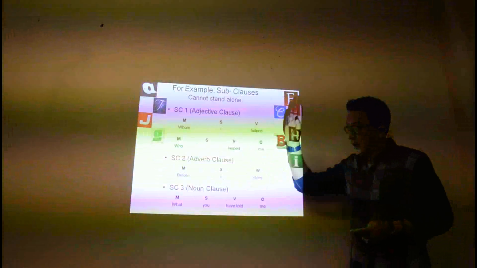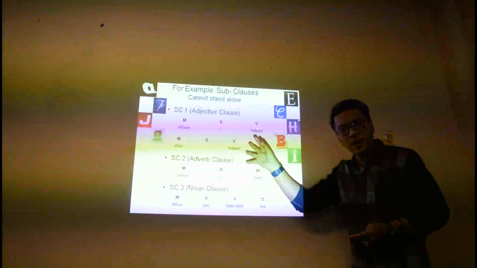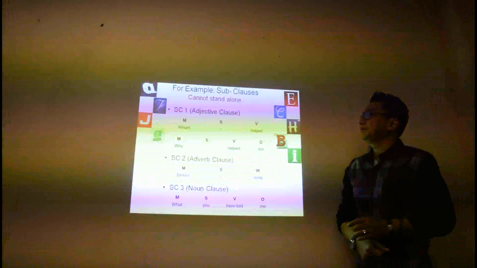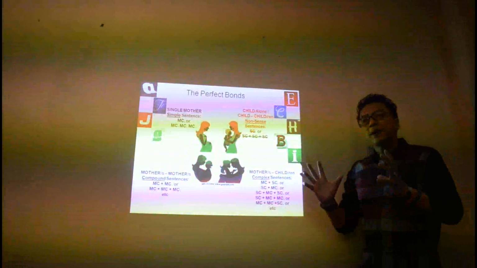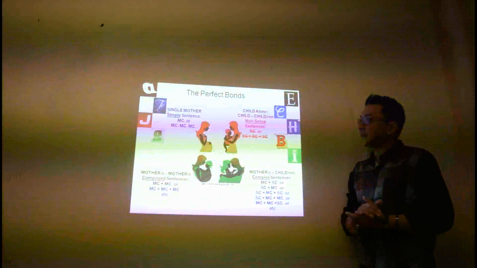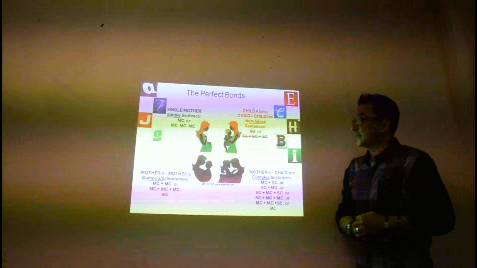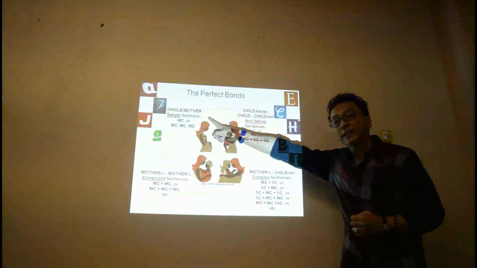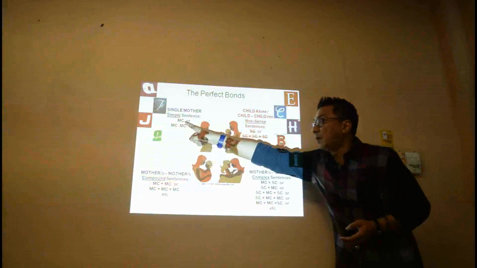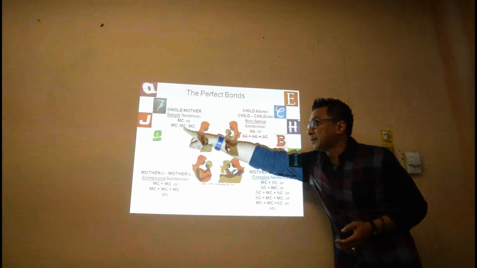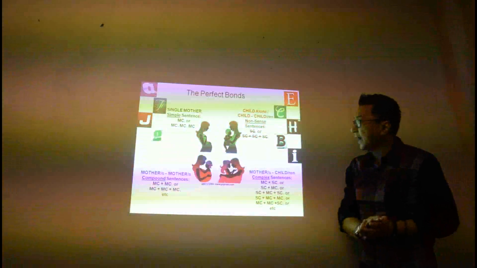So, rule number 1, you cannot make them stand alone. Rule number 2, you cannot group them together without a mother. So that's why we need the perfect bonds. So far, this is the summary of our English lesson of the day. So you understand there are single mother, or we call it simple sentence, if you try to make them stand alone. MC full stop, or MC full stop, MC full stop. That is simple sentence. Okay?